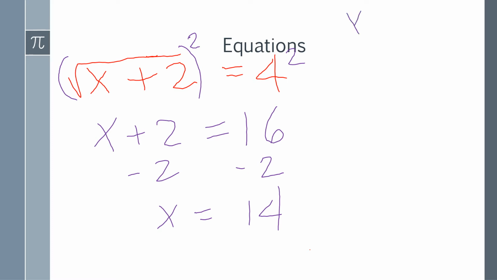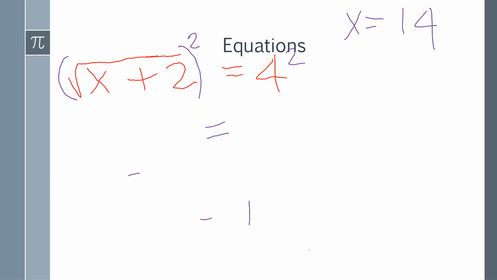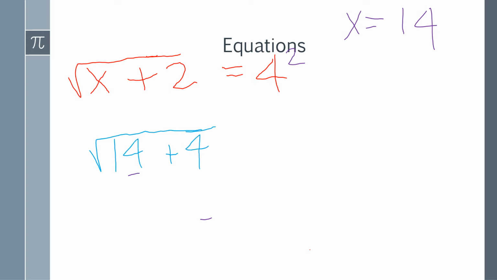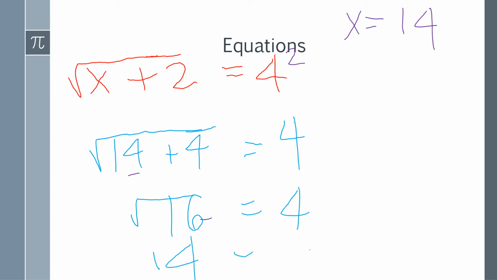And we like to check our solutions to make sure that they are true. So let's go ahead and rewrite and plug in. Again, this is checking my solution. So 14 plus 4, 16 equals 4. And the square root of 16 is actually 4. So therefore you are right. All right? Excellent.